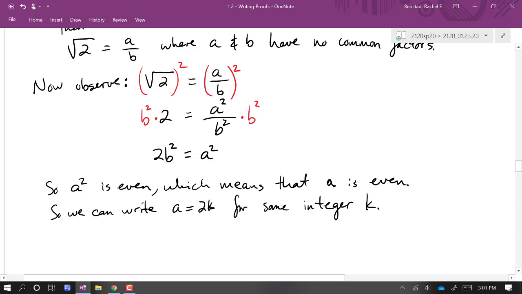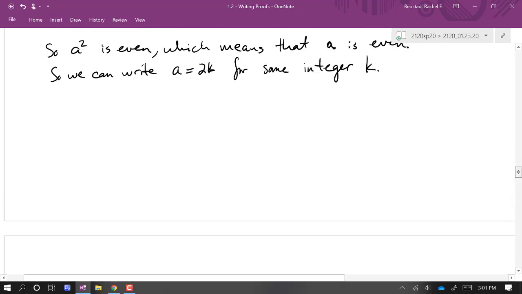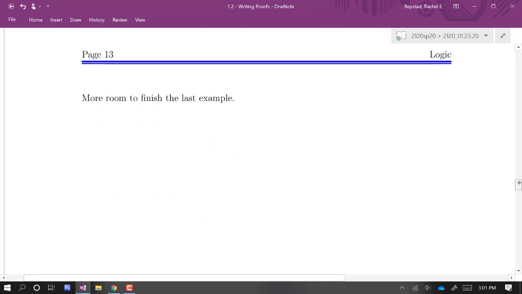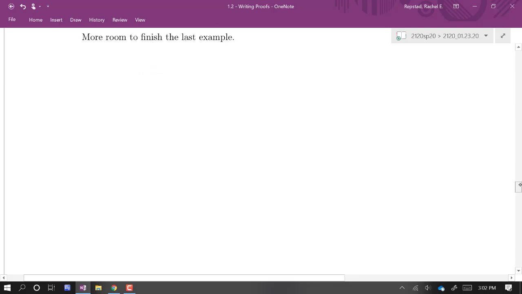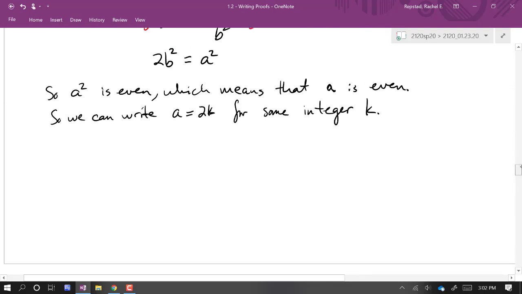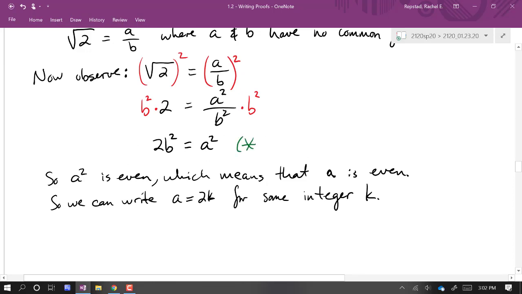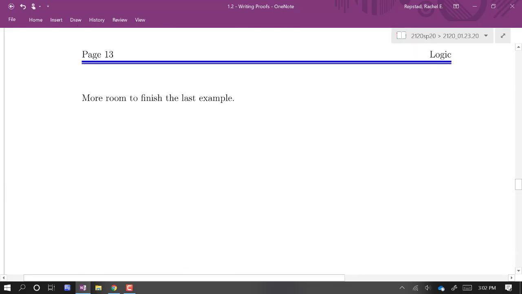Great. You might be running out of room a little bit, but I saw that coming, so we have plenty of space. I'm going to put a little star next to this equation here, the 2b squared equals a squared. So if a is equal to 2k for some integer k, what I'm going to do next is substitute a equals 2k into that equation.